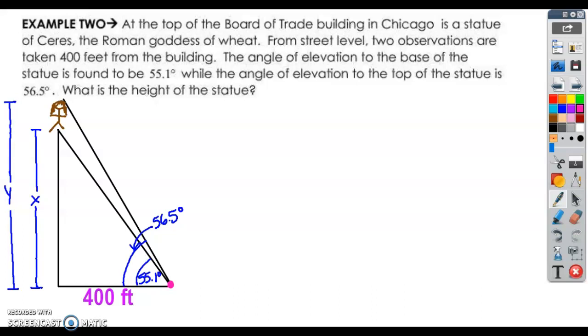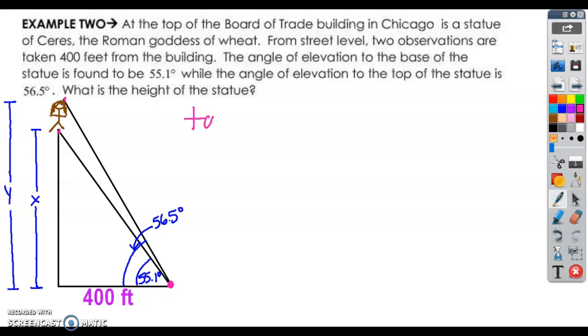One of them, the angle of elevation to the base of the statue, here's the base of the statue, is found to be 55.1 degrees, while the angle of elevation to the top of the statue is 56.5 degrees. What's the height of the statue? Well, using SOHCAHTOA, we're going to find the heights for x and y separately in 2 different proportions, and then we're just going to subtract them. So we'll start with our 55.1.